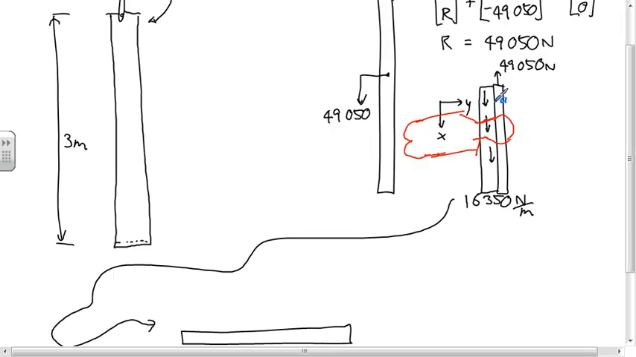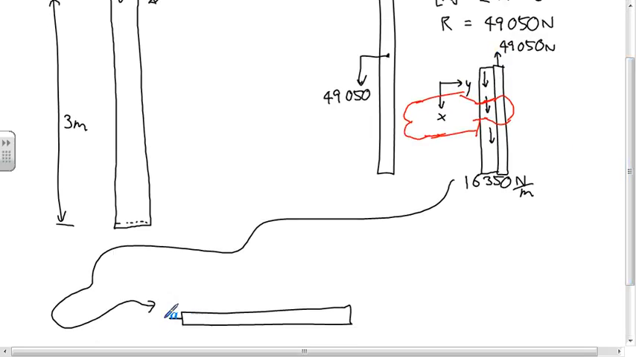Okay, so the arrow is pointing to the left. The distributed load is pointing to the right. Yeah, because really it's acting right down the middle. It doesn't matter. And then there are no forces here.